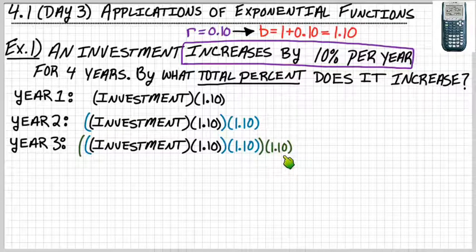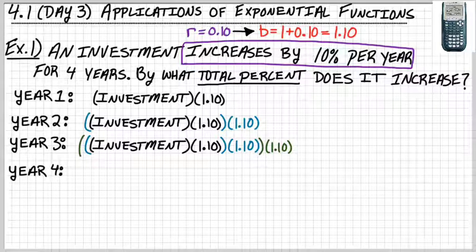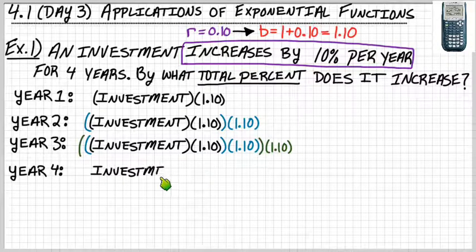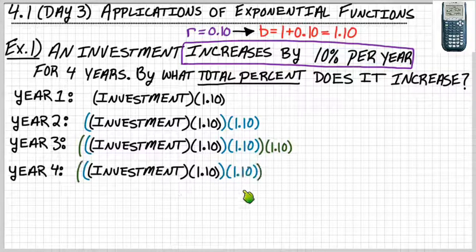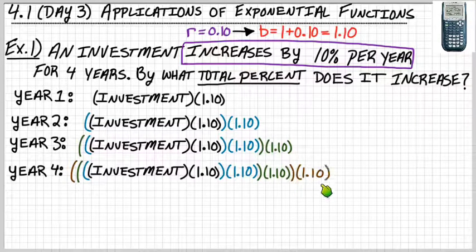Okay, hopefully you see where I'm going with this. Year 4, same concept. We're building up each year, multiplying it by 1.10. So investment from the first year got multiplied by 1.10, and then the second year, and then in the third year, and then now finally in the fourth year. Okay, so this is really all we need to answer the question.